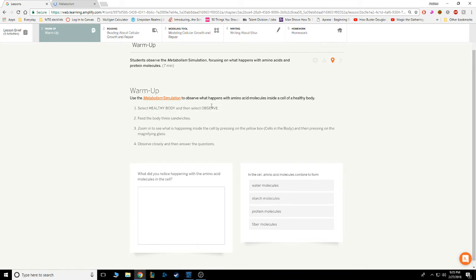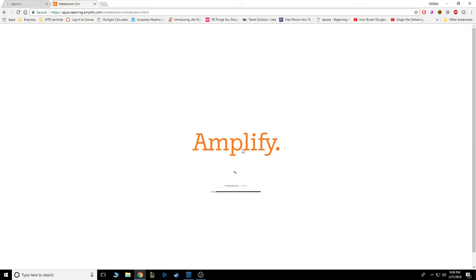Once you open it up, select Healthy Body and Observe, you're going to go ahead and feed it 3 sandwiches to see what they look like. The goal is to zoom in on what's happening inside the cells and then magnify in to observe what happens and answer the questions. I'm going to go ahead and share this observation with you, and then I'm going to leave you to answer the questions on your own. So let's go ahead and let this sim load.